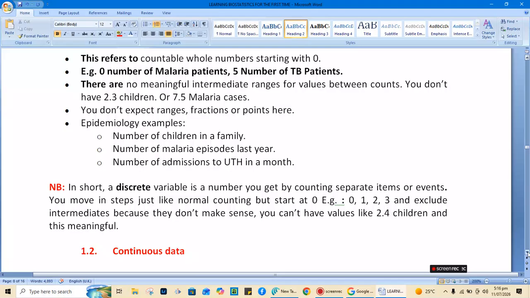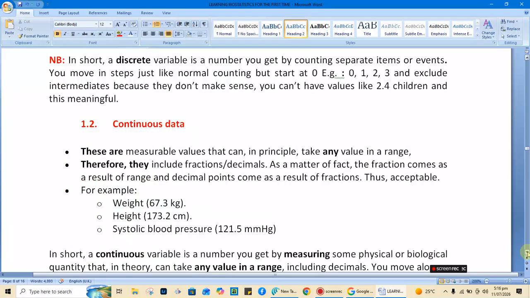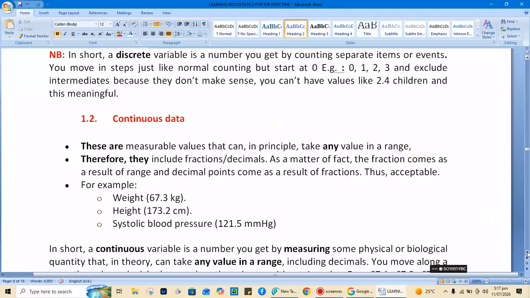So all of that is discrete: whole numbers, no ranges. Then the data you get from scales, such as weight and height, you can have 6.8, 6.9, up to 67.3 kg. It has got points. Why? Because between 7 and 9 there are numbers in between. Wherever the scale falls, it can fall on 6.7. So that is what we call continuous.